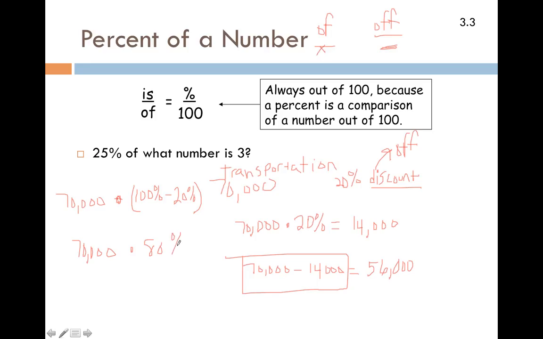So from there, 70,000 times 80% equals 56,000. So you have 56,000 still. But notice, no matter which way you did it, that word off means subtraction is involved. All right, so that's what that problem means.